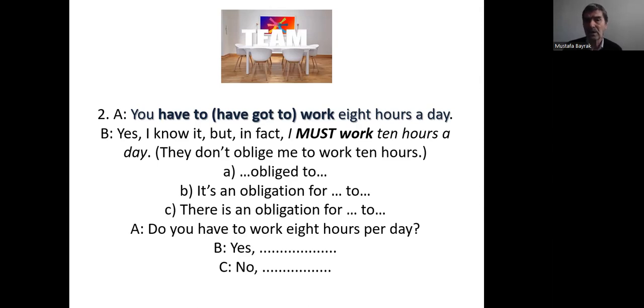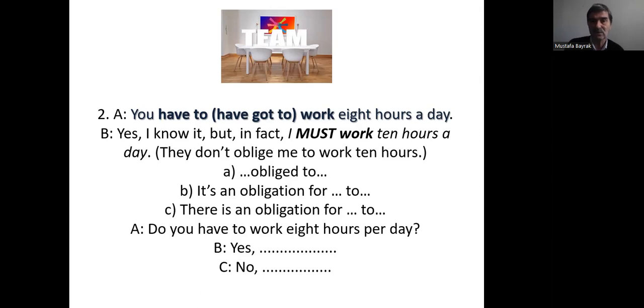No, I don't have to. I don't have to work 8 hours per day. So in sentence B, in answer B, there is the presence of obligation, but in C, we will study it clearly in detail. There is absence of obligation. If we say no, I don't have to work 8 hours a day, it means that there isn't an obligation for me. There is an absence of obligation.